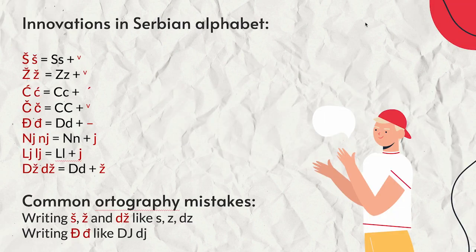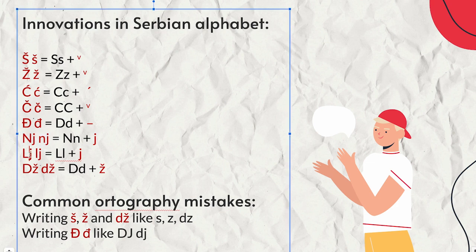Now, there are innovations in the Serbian alphabet, which means that these letters, which look like they're in English, will not be the same. They will have these signs at the top, which make them different. So if you want to learn how to write, here's a guide, one of the guides. Some letters are written in two parts because they have a part of each sound combined together.